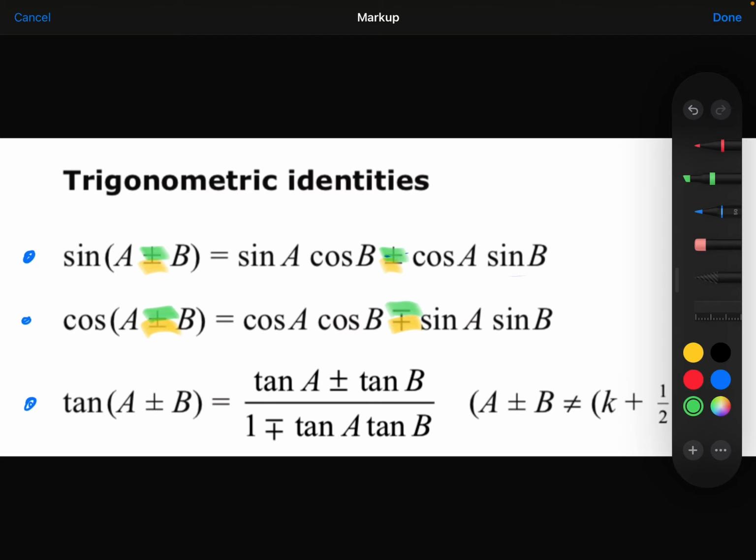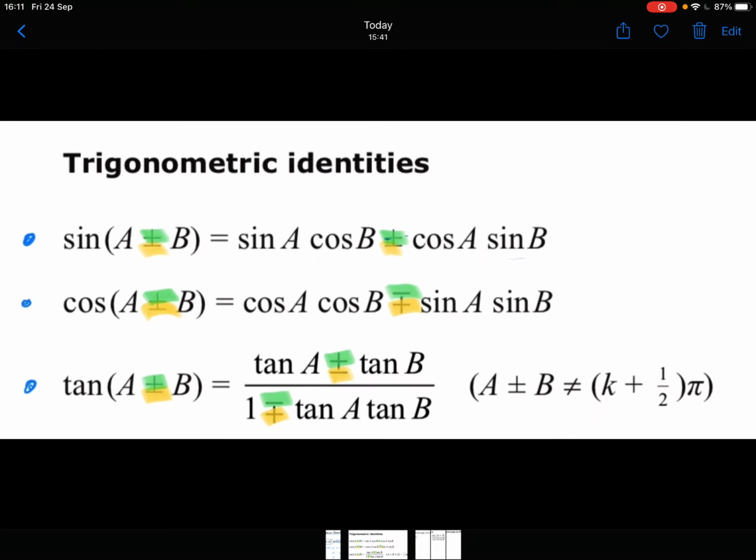With tan, if it's tan of a plus b, then it would be tan a plus tan b, all over 1 minus tan a tan b. If it was tan of a minus b, then it would be tan a minus tan b, all divided by 1 plus tan a tan b. So those are the 6 different addition formulae.